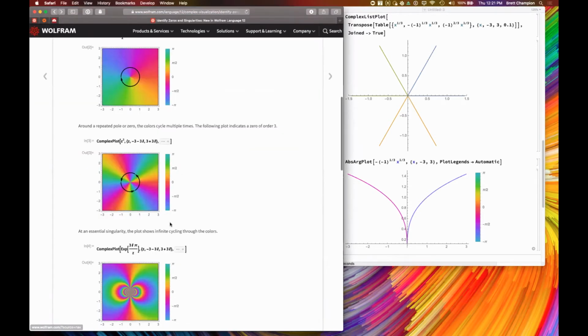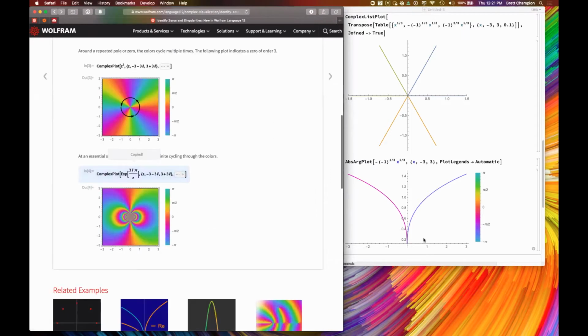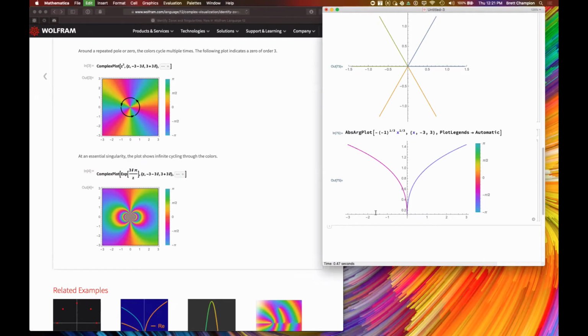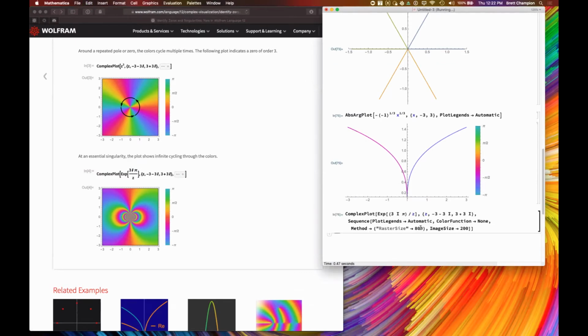Just a second, I'm going to copy this one for a moment and go ahead and look at it with complex plot 3D as well. Okay.